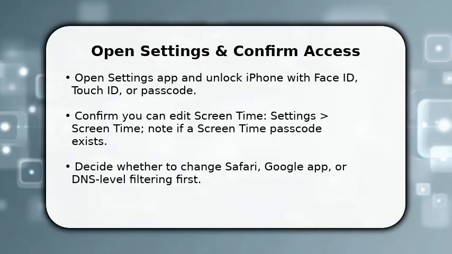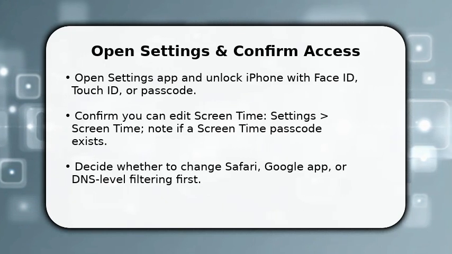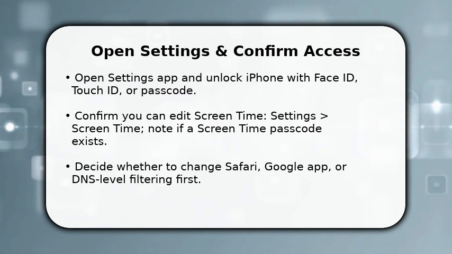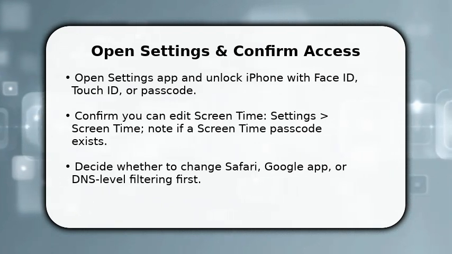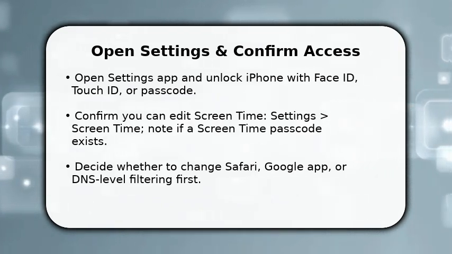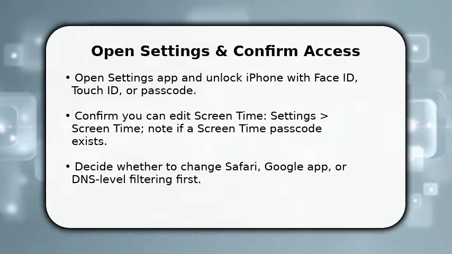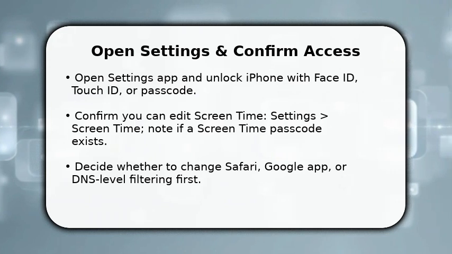You start in Settings and act immediately. Unlock the iPhone and go to Settings, Screen Time, to confirm you can change content controls. Once done, decide which filter to change: Safari's search suggestions, the Google App Safe Search, or DNS level filtering, because each lives in a different place.